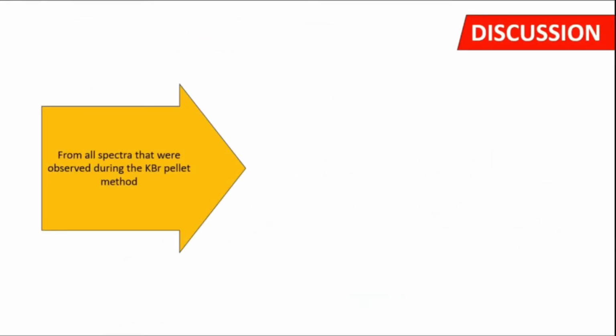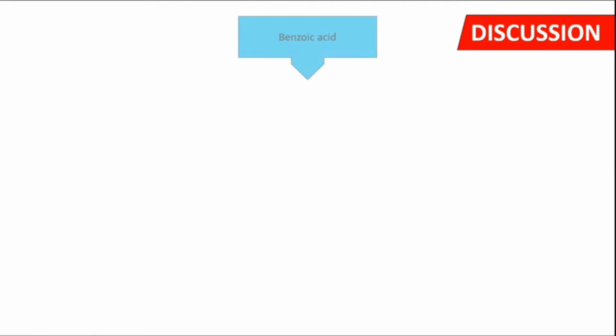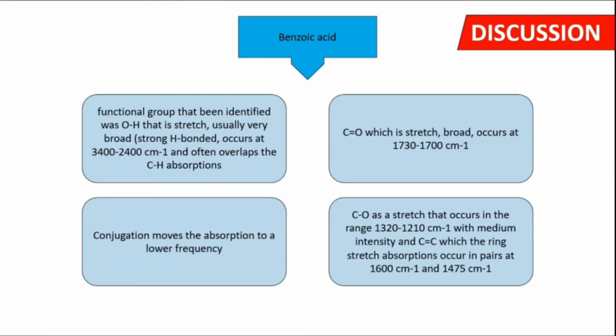Okay, we will continue the discussion about the spectra that were observed during the KBr pellet method. We could identify the functional group itself from the peak on the spectrum. For benzoic acid, the functional group identified was OH stretch, usually very broad and strong, H bond occurring at 3400 until 2400 cm⁻¹ and often overlapping with CH absorption.